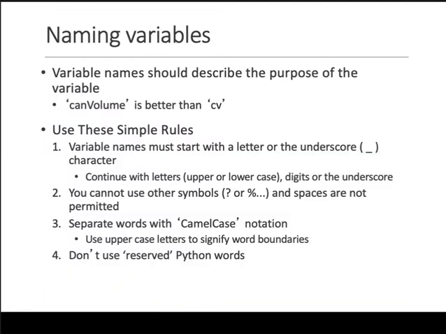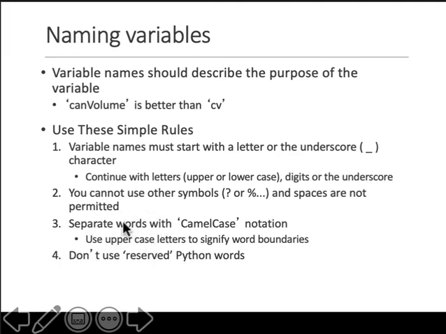So in Python, there are certain conventions about what is allowed and what's not allowed, and that's written on this slide. A variable name must start with either an underscore or a character. You cannot use other symbols. A better convention is to use camel case notation, meaning if you have two words for one variable, like cans per pack, your first letter should be capital.